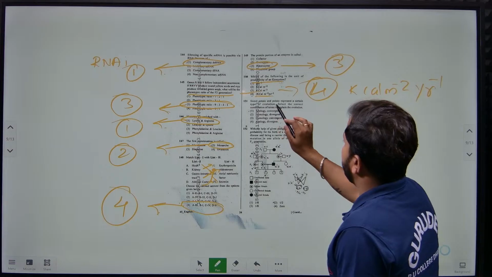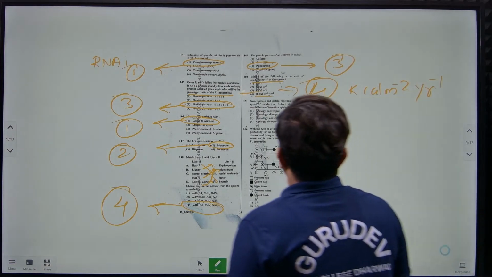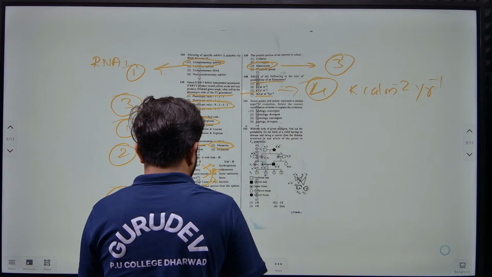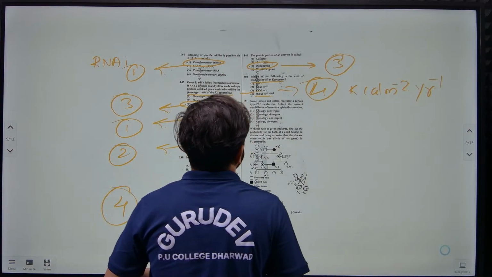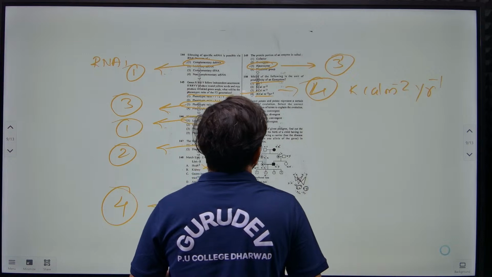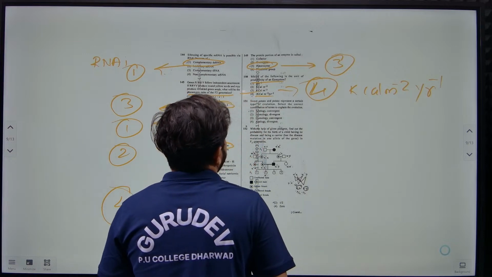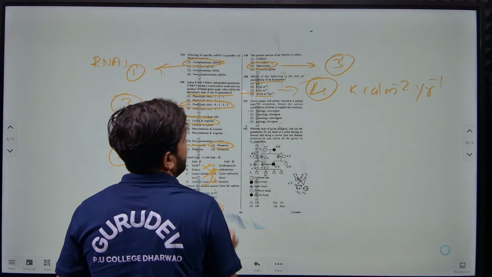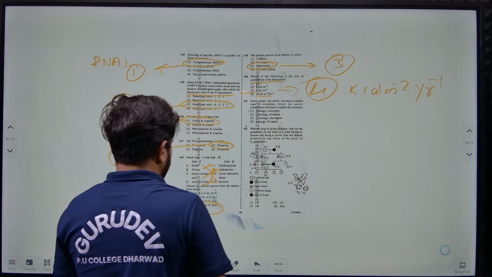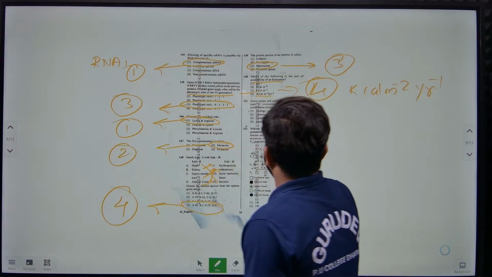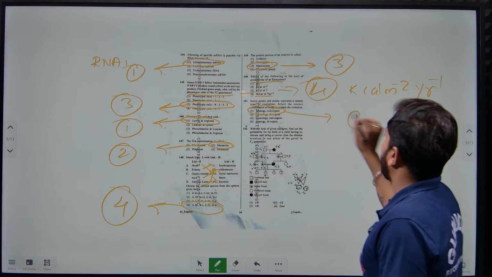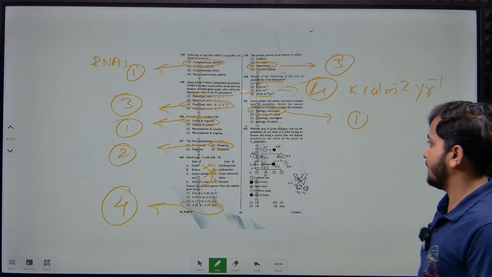Then sweet potato and potato represent the type of evolution. Select the correct combination of terms to explain the evolution here. If I consider the correct combination, it is analogy and convergent type of evolution. That is option 1, which is correct here.